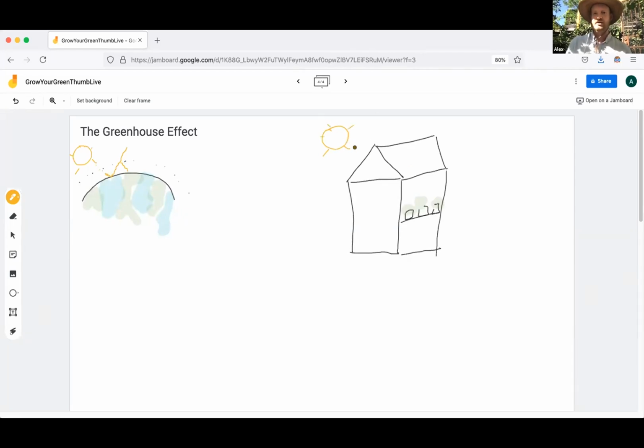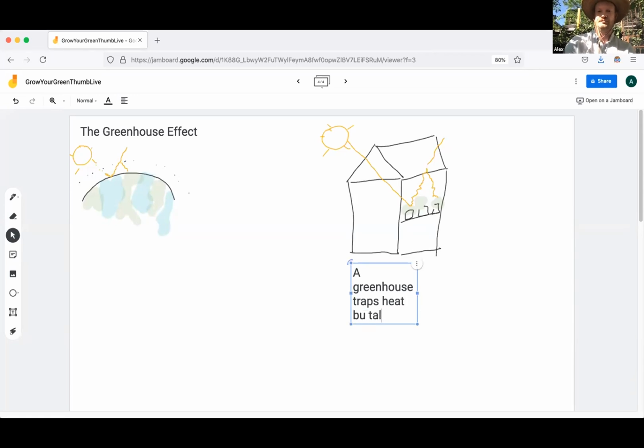So we have the sun's rays here coming through the greenhouse. And the greenhouse, of course, has like a glass or a plastic roof. And so the light can come through and reach the plants. And then again, some of it radiates as heat and some of it comes out, but a lot of the heat actually is trapped within the greenhouse. The greenhouse traps heat, but allows in light. So it keeps plants warm.